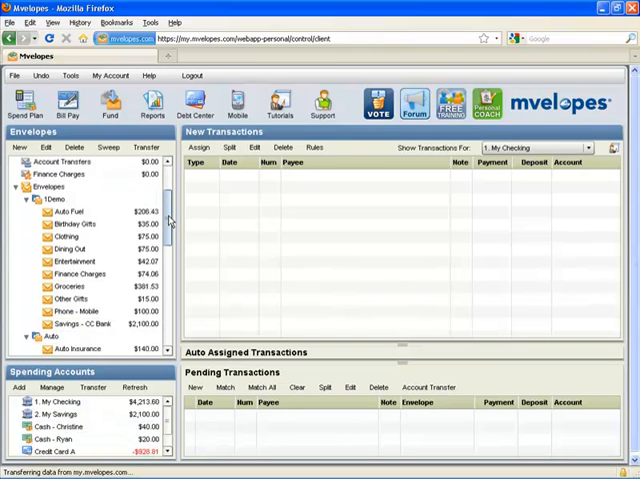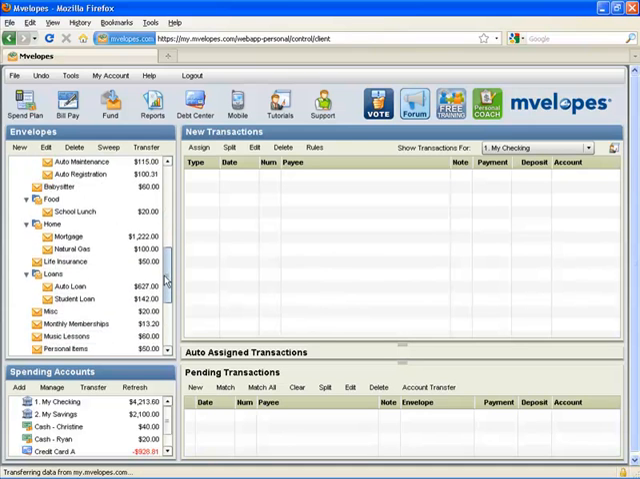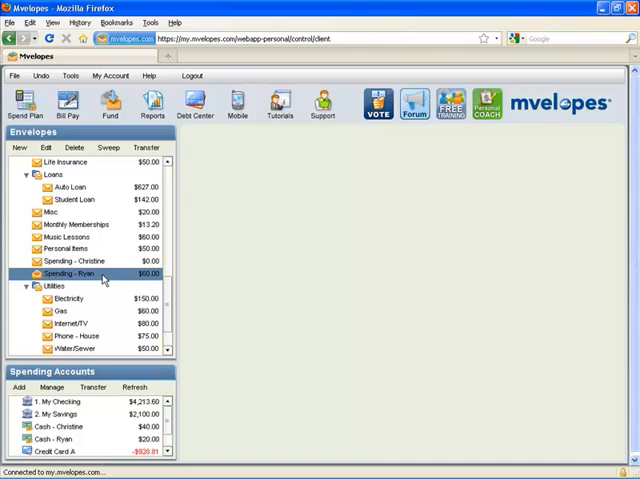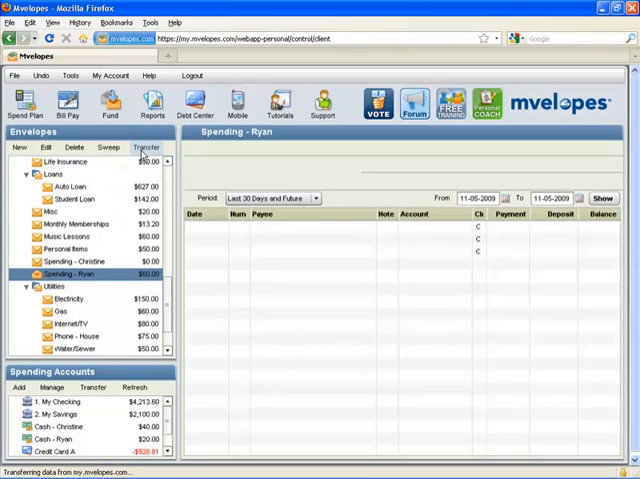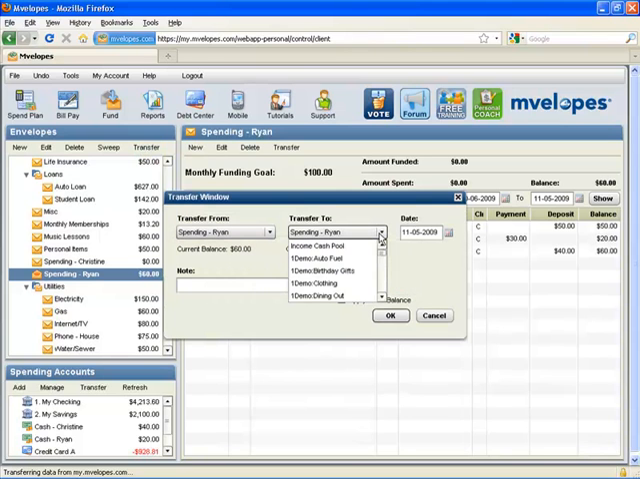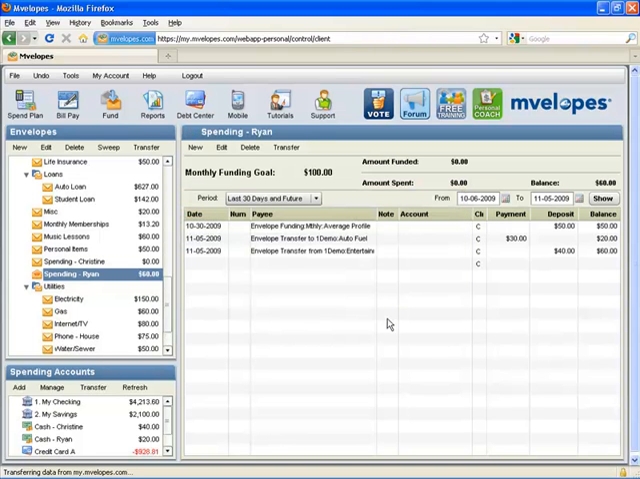Now the next step, because Ryan and Christine do maintain envelopes to represent the money in their wallet, let's go ahead and perform a matching transfer up in the envelopes window frame. So I'll highlight spending Ryan, hit transfer, and do a matching transfer here. So transfer to spending Christine. We'll leave it dated for today, and it's $40. And that is all there is to it. That is an account-to-account transfer between two offline cash accounts.